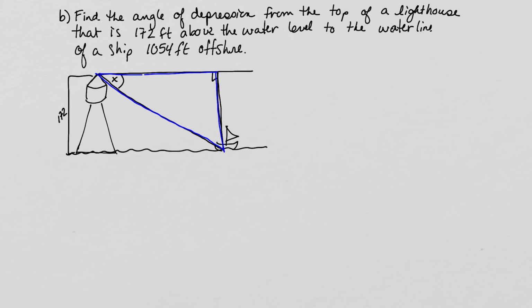So I've got X. This would be a right angle here. And if I know that this side here is 172 feet tall, and then the horizontal distance from the middle of the lighthouse, they're saying, is 1,054 feet. So that's going to be the same up top here, 1,054 feet. So now I've got my picture all labeled. Anybody have any questions about how I labeled those things?